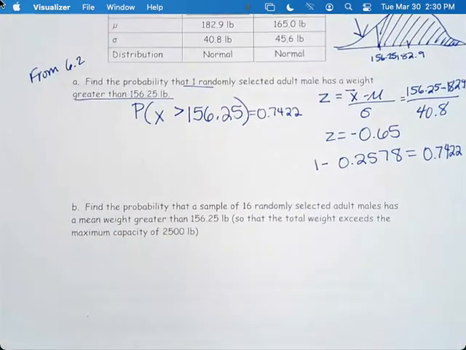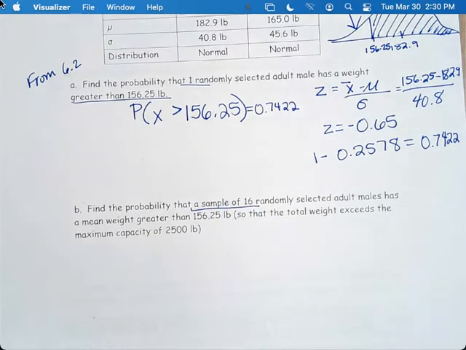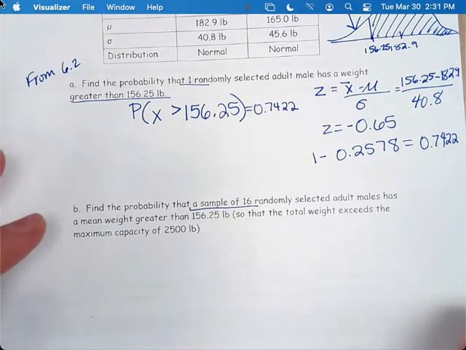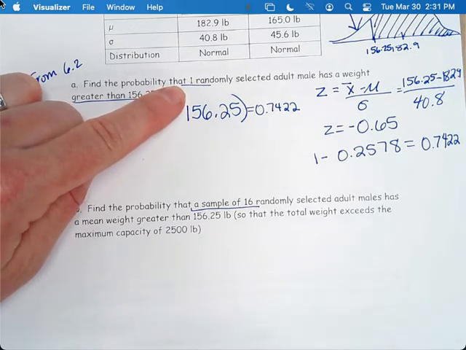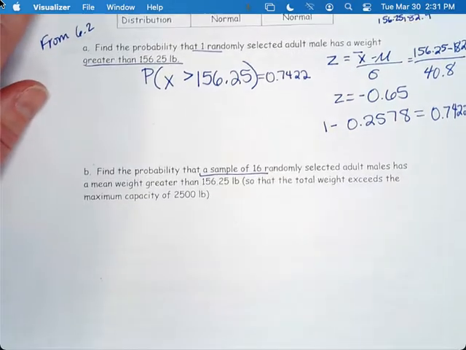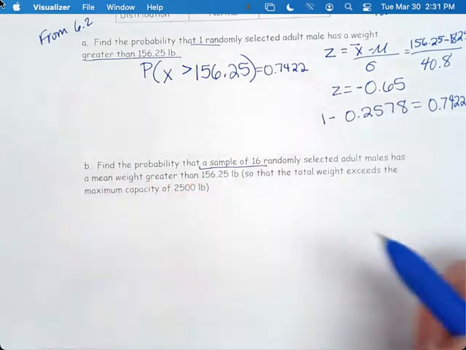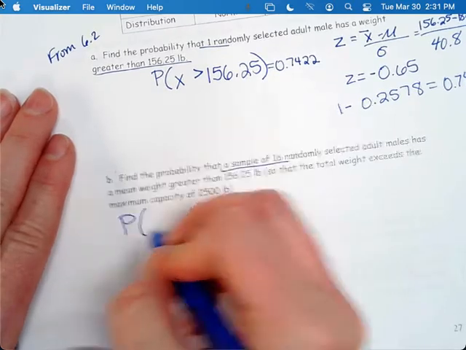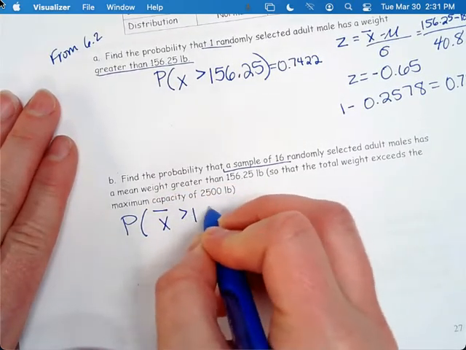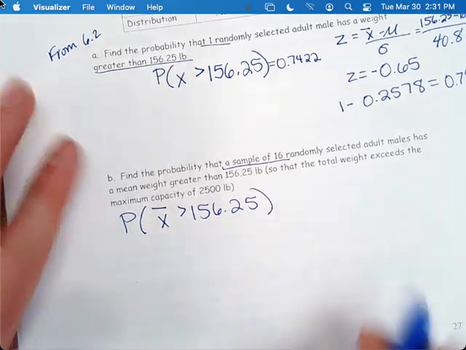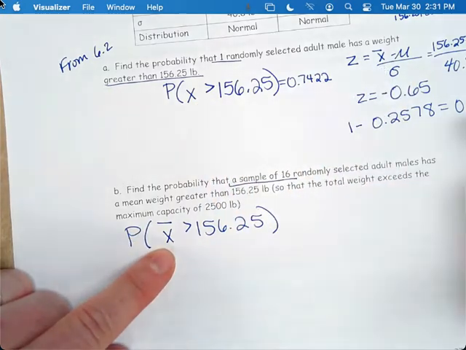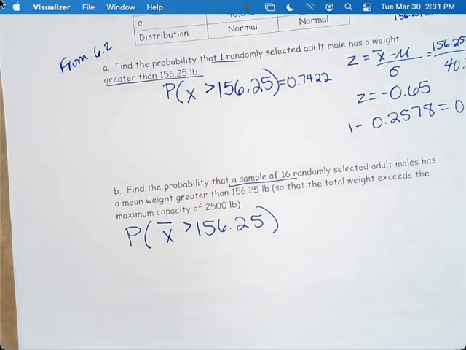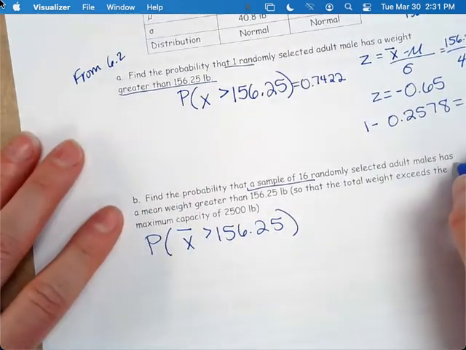So now we are going to find the probability that a sample of 16 randomly selected adults has a mean weight greater than 156.25. So instead of just picking one adult and finding the probability of that, we're finding the probability of a sample of 16 having a mean weight of greater than this. So we're doing the probability that X bar is greater than 156.25. On the previous one, I used X because we were just looking at one value. This one, I'm using X bar because we're looking at the mean of 16. From this, I also know that N is 16.